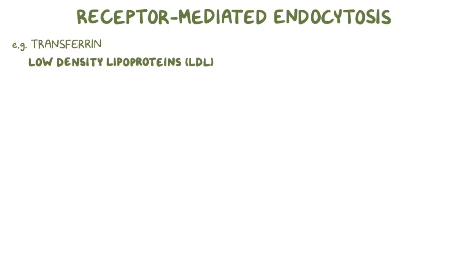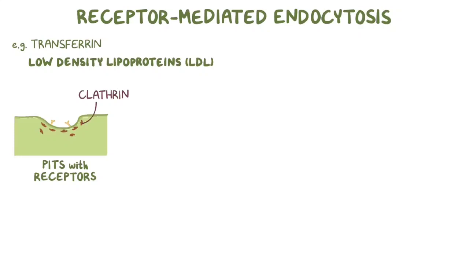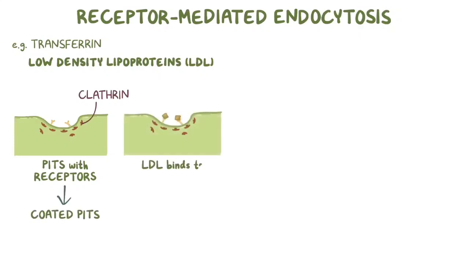Now, on the surface of the cell membrane, there are indented pits that have specific receptors for molecules like LDL. These pits are covered on the intracellular side of the cell membrane by a layer of clathrin proteins, so they're also called coated pits. Now, let's say LDL binds to its receptor in one of these pits. The edges of the pit start coming together.